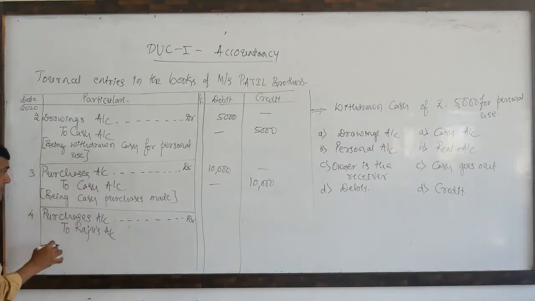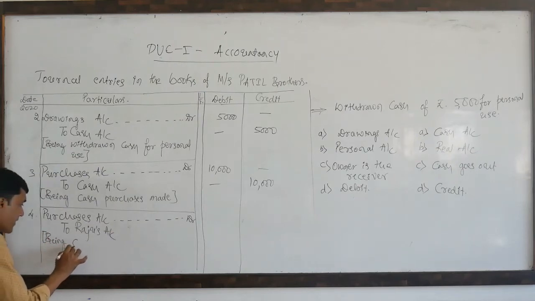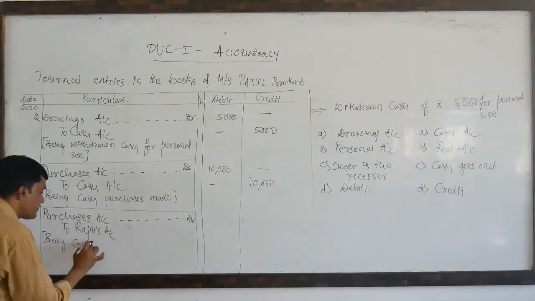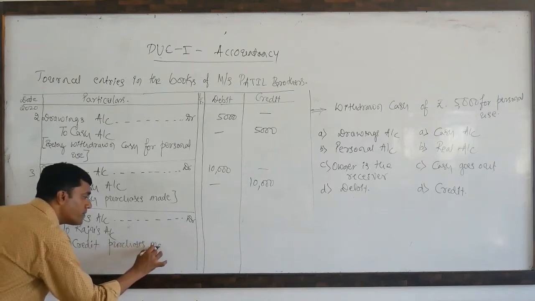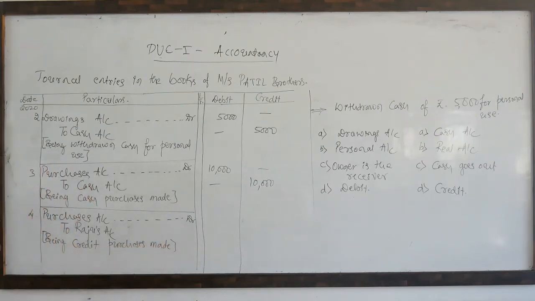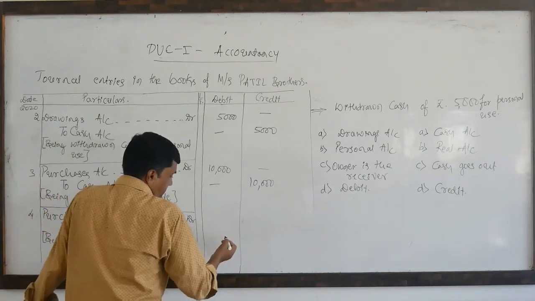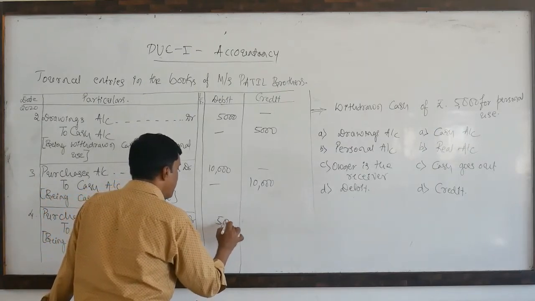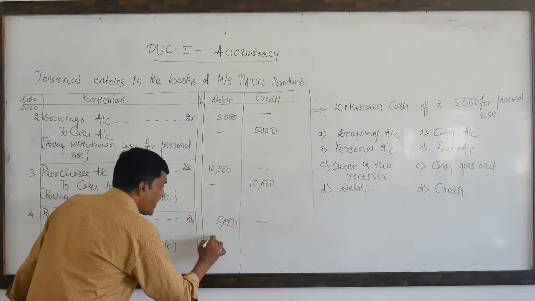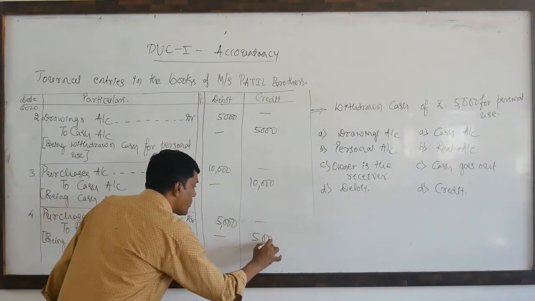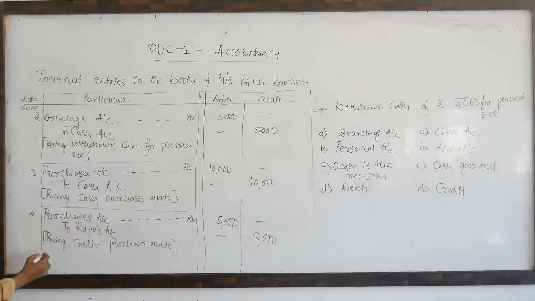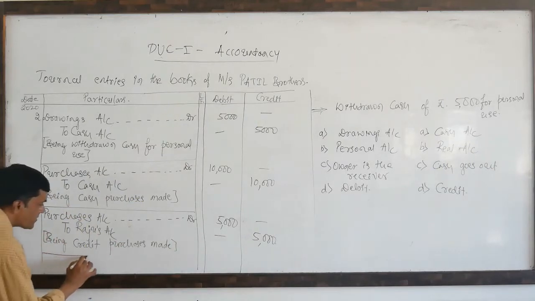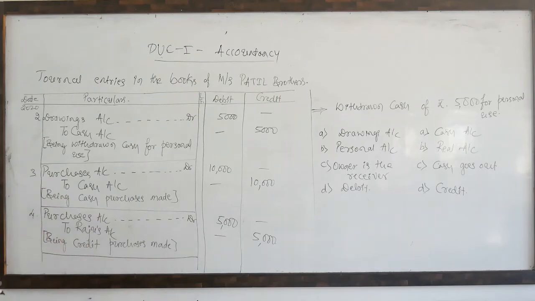So in the cash purchases we have written cash account credit. So now it is credit purchases being credit purchases made. You take certain sum of money of rupees 5,000. Debit amount is to be written on the debit column, credit amount is to be written on the credit column. Okay. After writing this narration, dear students, we need to close this particular column.